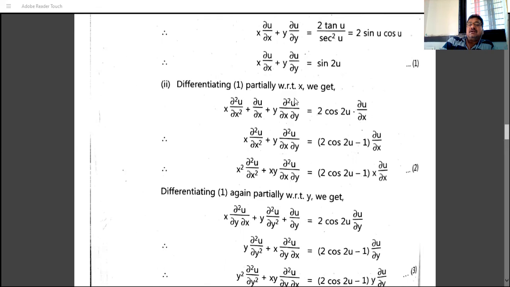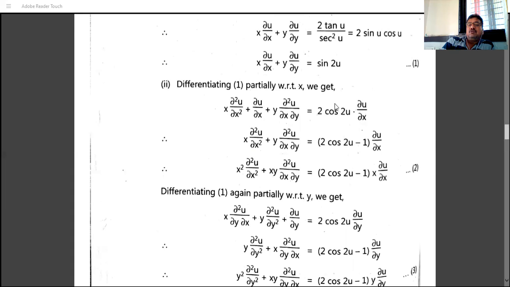Plus y is constant, the derivative of ∂u/∂y with respect to x is ∂²u/∂x∂y, is equal to sin 2u, whose derivative is cos 2u into 2, the derivative of 2u, into ∂u/∂x. Because this sin 2u is a function of u, and we have to differentiate with respect to x. So ∂/∂x of sin 2u is what? ∂/∂u of sin 2u into ∂u/∂x. So multiply by ∂u/∂x.